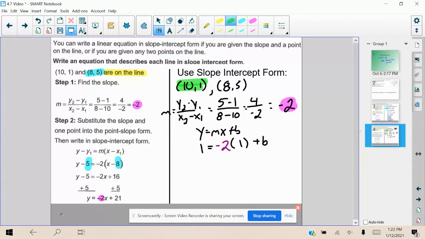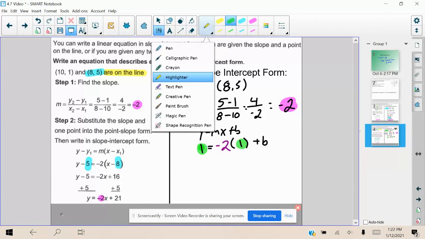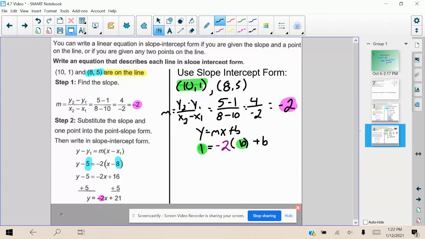I'm sorry, the x value is 10. Whoops, x value is 10. There we go. Now we're going to solve for b here. Well, we simplify down. We get 1 is equal to negative 20 plus b. Solve for b, we add 20 on both sides. Get 21 is equal to b, which is great.